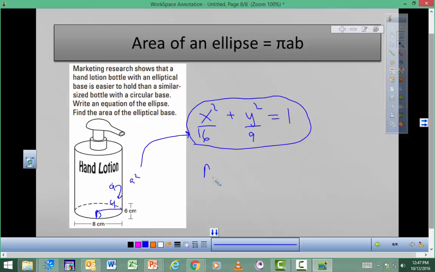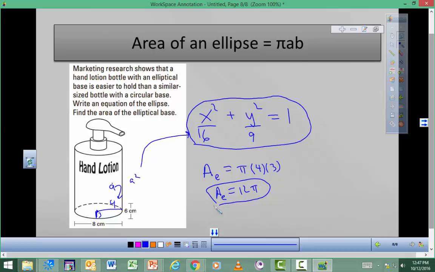Now, what's the area? The area of the ellipse. We'll put area with little e here, right? It's pi times A, which is 4, times B, which is 3. We just say 12 pi. Area of the ellipse, 12 pi. We don't do that 3.14? No, you can just leave it like that.